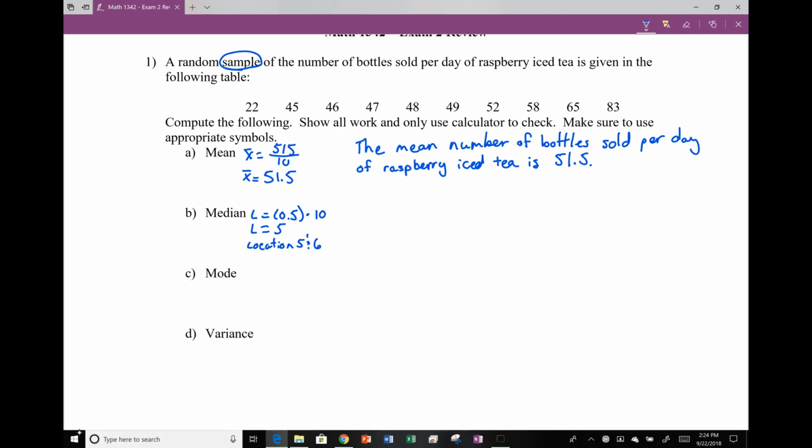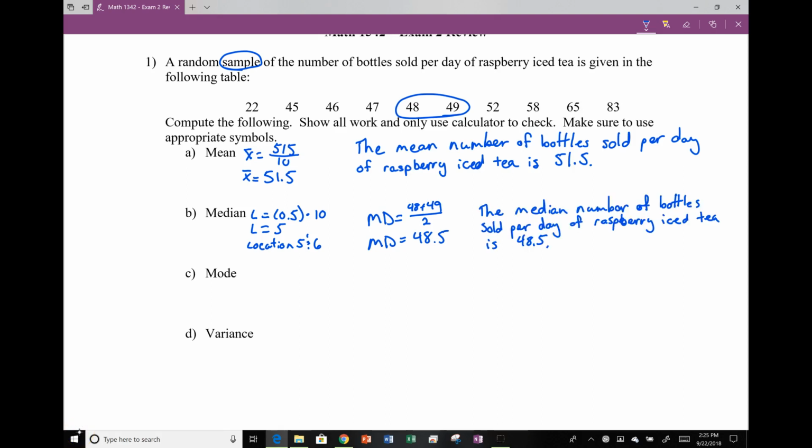and take their mean. So I'm going to go to 1, 2, 3, 4, 5, 6. I'm going to take these two values. So my median is going to be 48 plus 49 divided by 2. So the median is 48.5. I'm going to keep that decimal there because, again, my data has whole numbers, so I want to keep at least 1 decimal place here. So the median number of bottles sold per day of raspberry iced tea is 48.5.